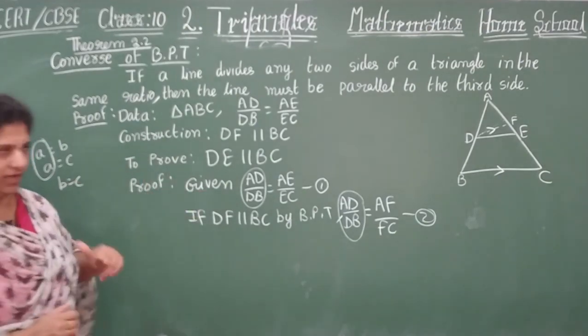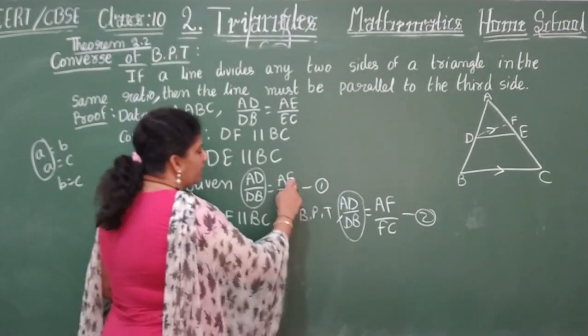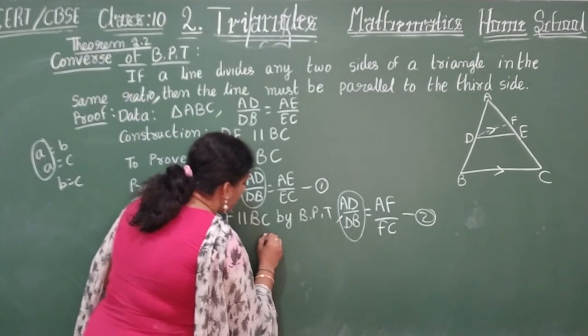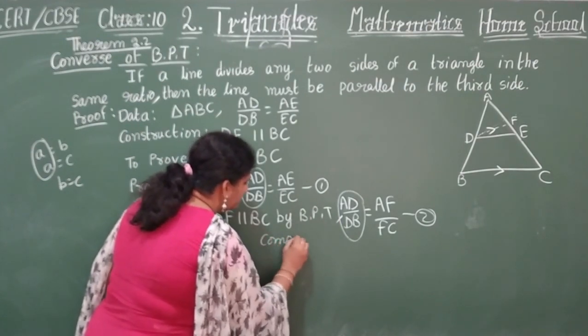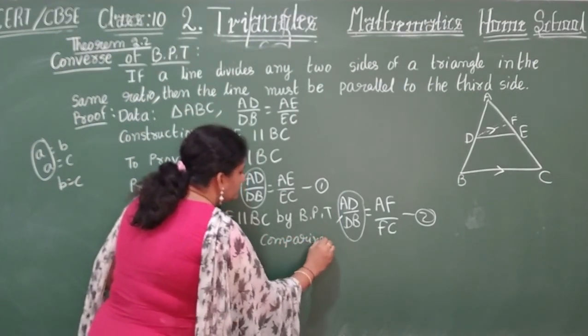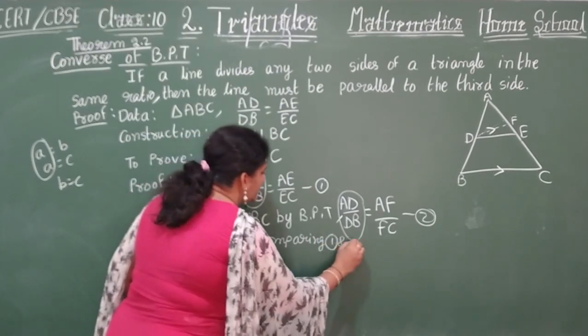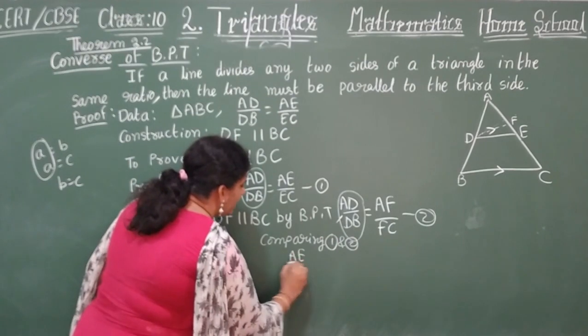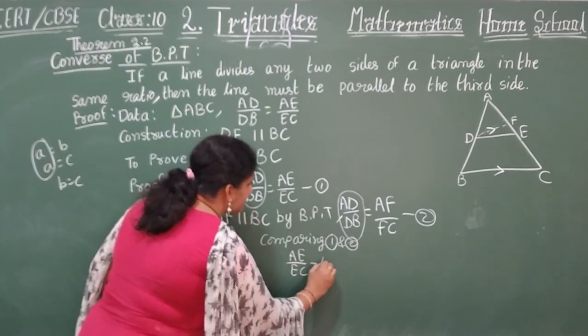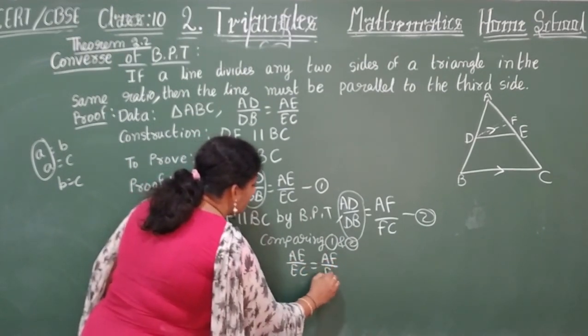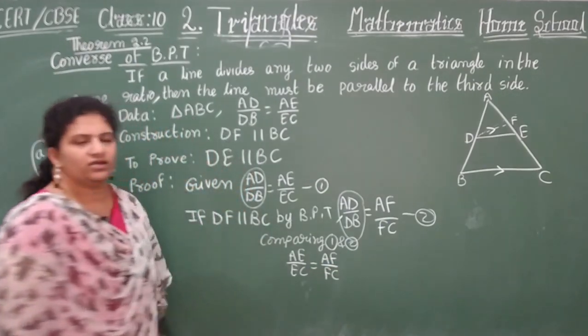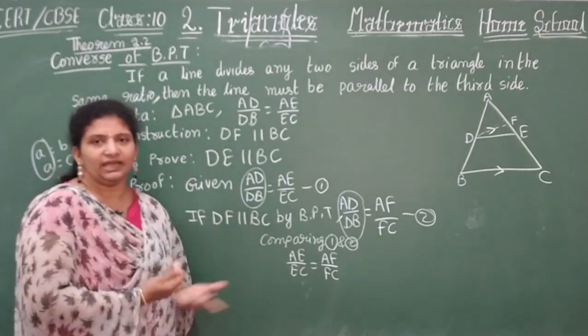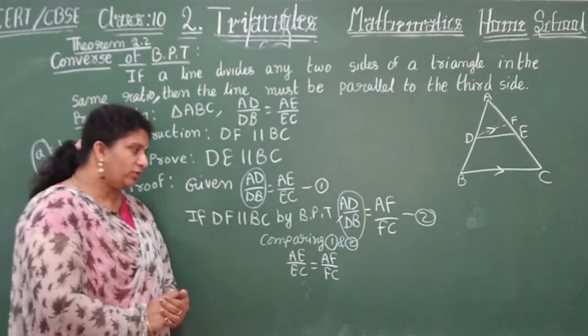In the same manner we are going to write here. So these two are equal. I can write directly on comparing equation 1 and 2. What do I get here, children? AE by EC is equal to AF by FC. So now still I didn't get anything. So what do I do?